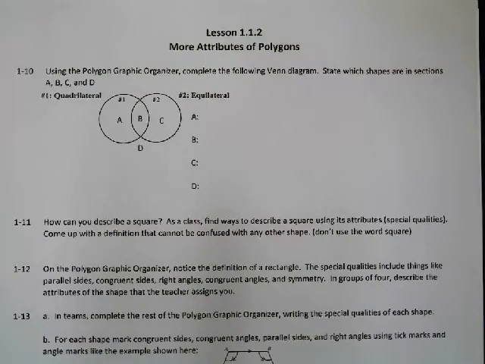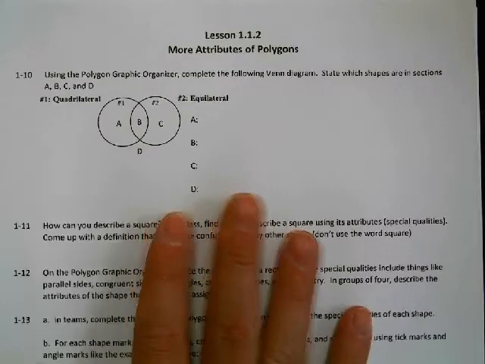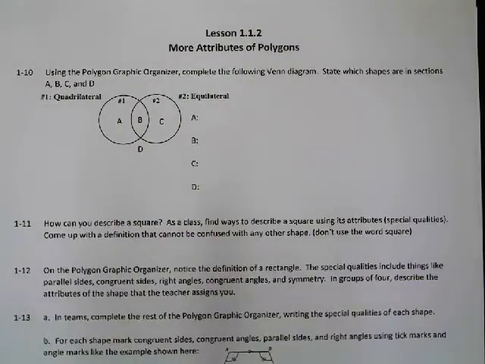We've got lesson 1.1.2, more attributes of polygons. So what we're going to do today is take those polygons that we were looking at in the last lesson, and get more specific definitions of their characteristics. Before we get to the actual notes, let's look at this graphic organizer.